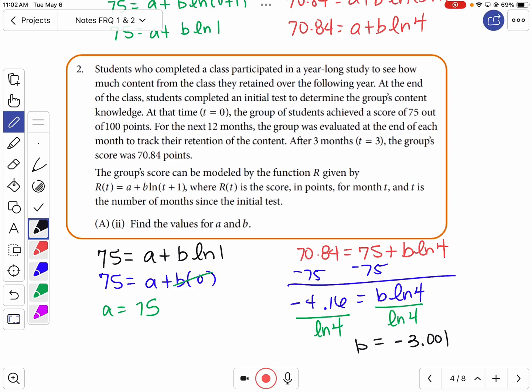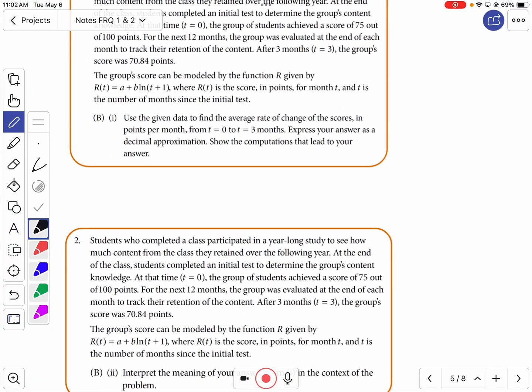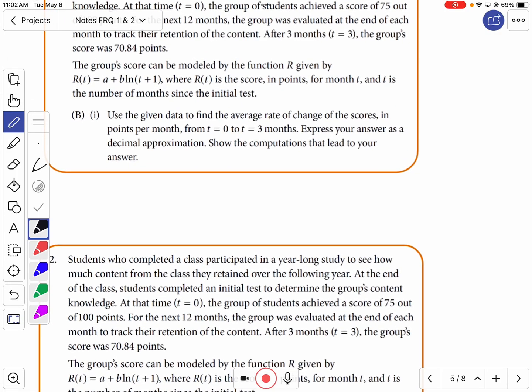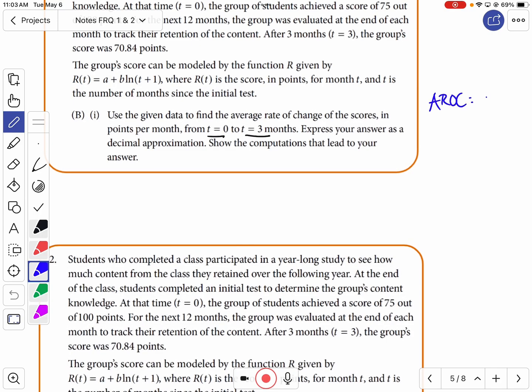So that's part A, some kind of equation calculation. Then they're going to talk to you about average rate of change because we did rate of change with everything we did. And it says use the given data to find the average rate of change in the test scores in points per month from T equals 0 to T equals 3. Express your answer as a decimal, show your computation. So you can't just put an answer. How do I do average rate of change? Remember, average rate of change is just slope.